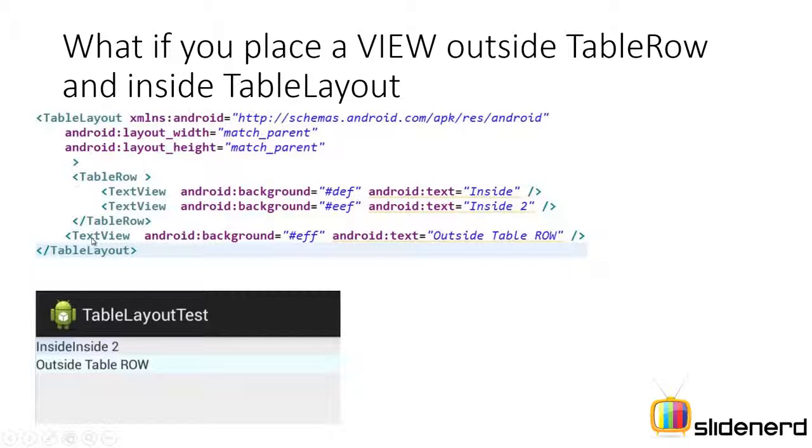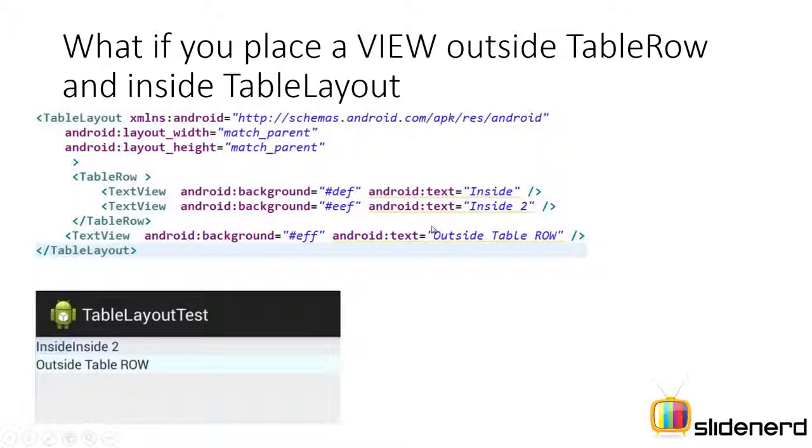Now if you take a look at this last text view over here, for which I have given a background color and the text Android outside the table row. Now take a look, this is outside your table row but inside your table layout. So what happens to that? Well, simple. It goes and occupies a full row over here. That's how things work. So whenever you have a view which is outside your table row, its width is going to be match parent by default and its height is going to be wrap content.